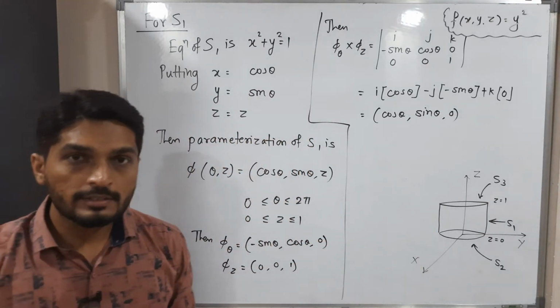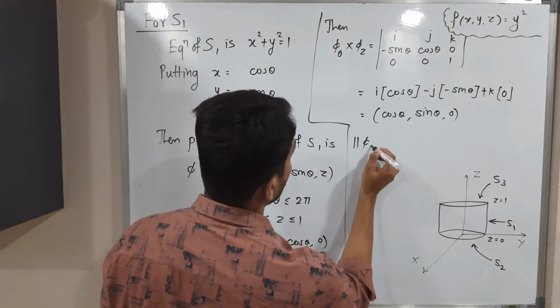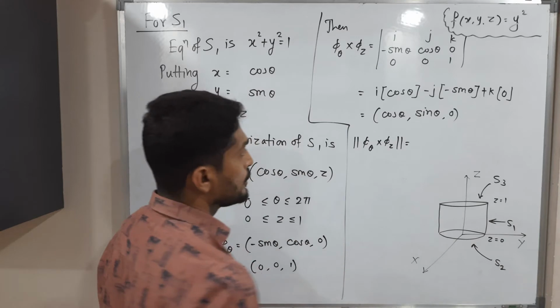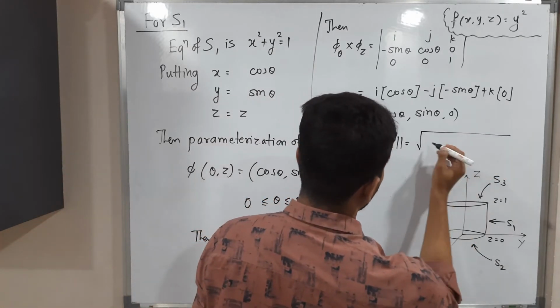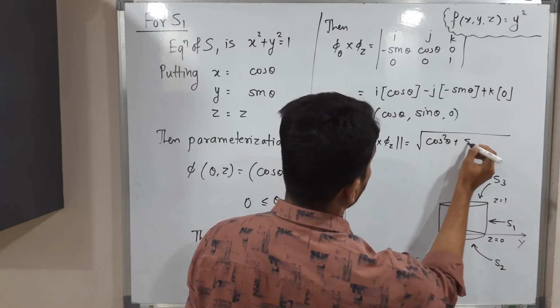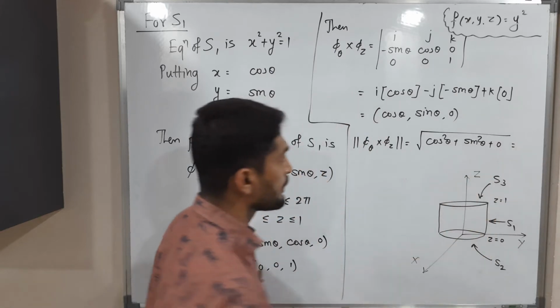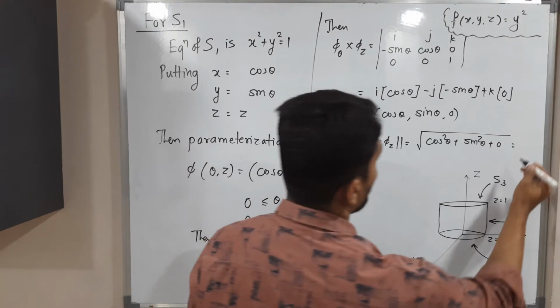We are interested in finding its norm. So let us find the norm of phi theta cross phi z. You know well how to find the norm: square root of the square of the first, cos square theta, the square of the second, sin square theta, and the square of 0, which is 0. Cos square plus sin square is 1, and the square root of 1 is 1.